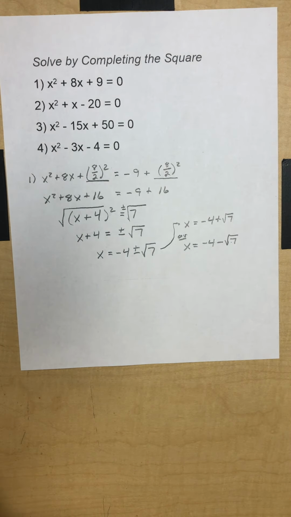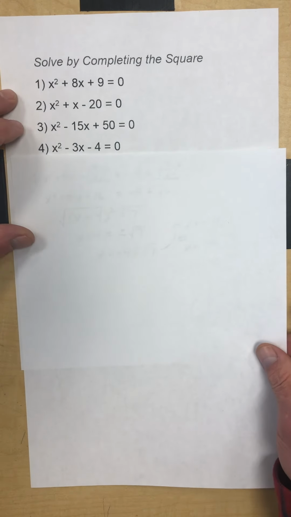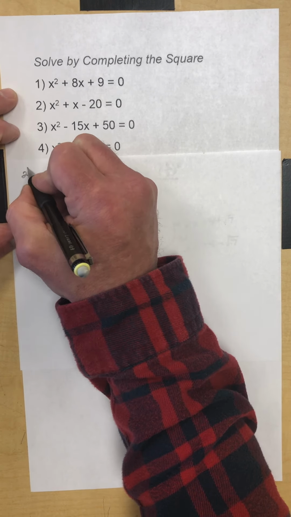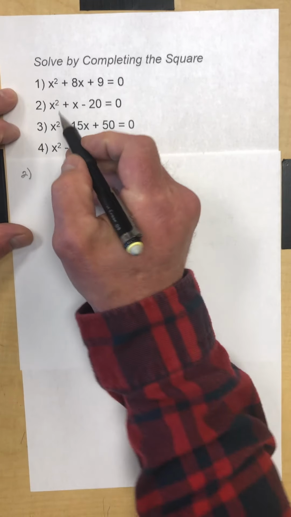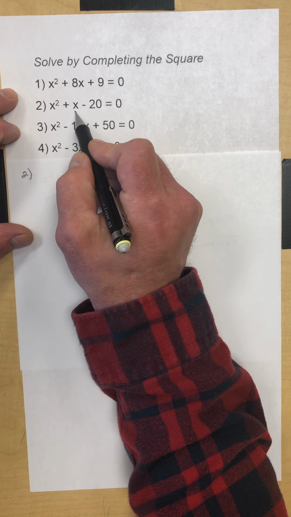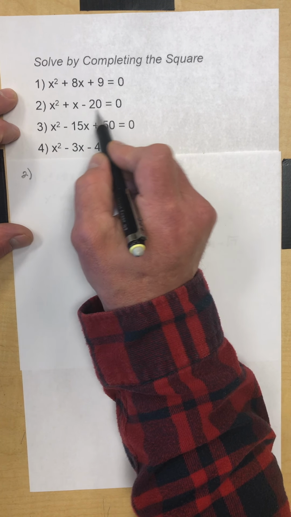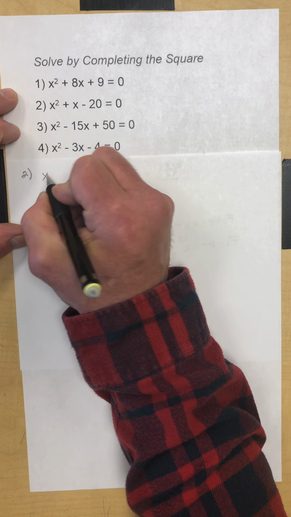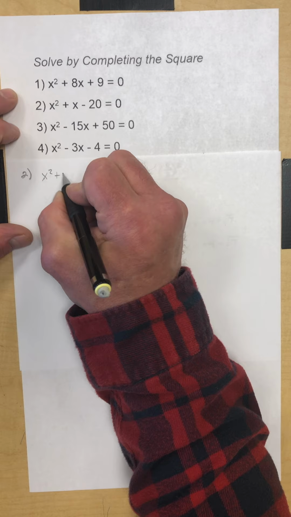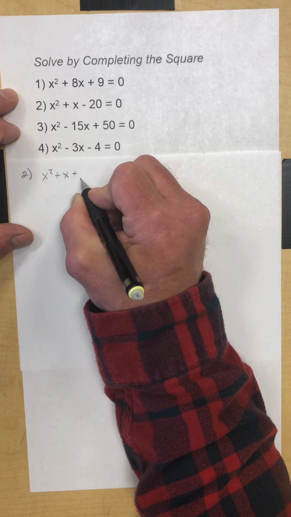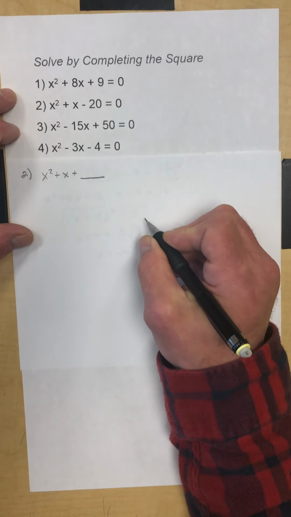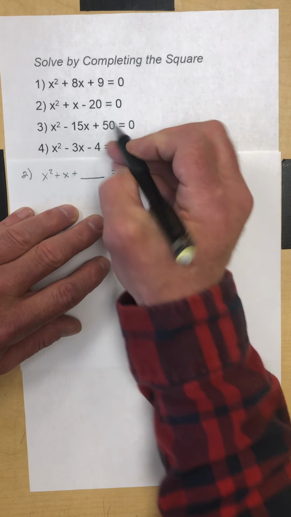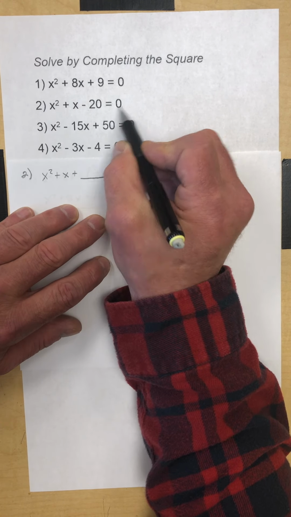Let's try this second one. Same process. Again, I want to keep this x squared and this x, but I want to take this constant term and move it over to the other side and get it out of the way. So I have x squared plus x plus, and I'm going to have to figure out what that constant term is for it to be a perfect square. Now when I move the negative 20 over, it becomes positive.